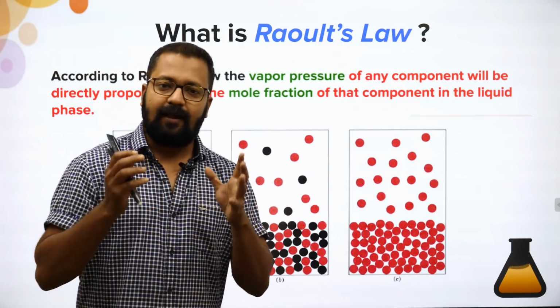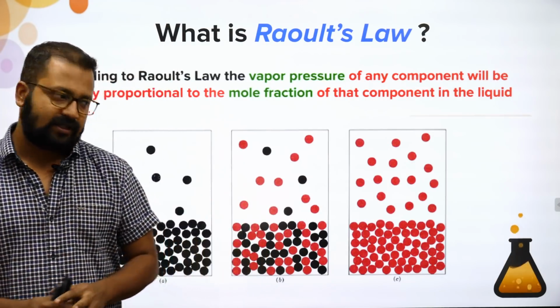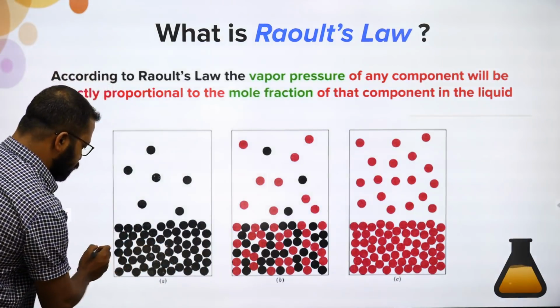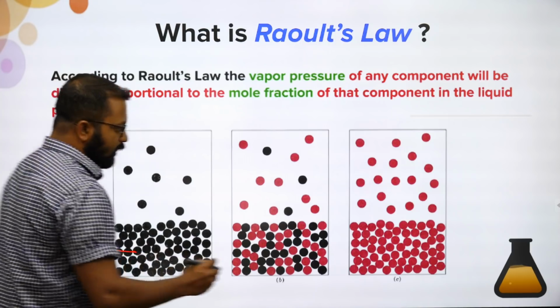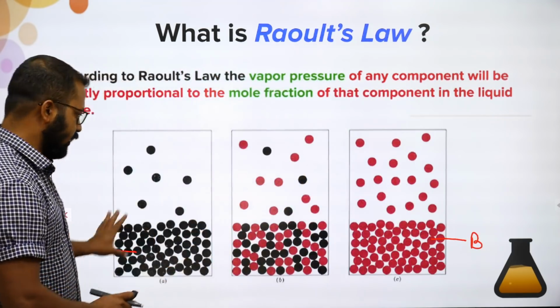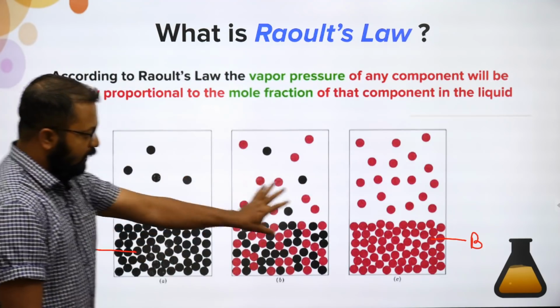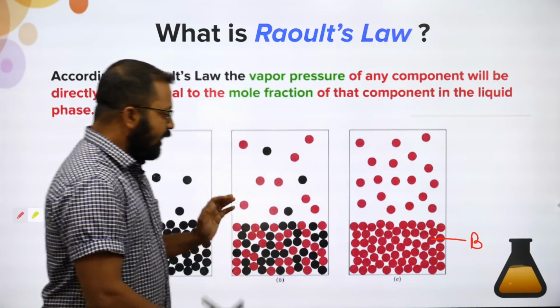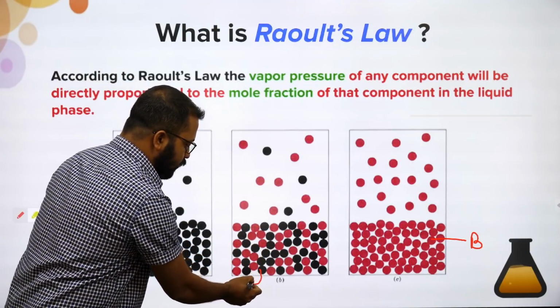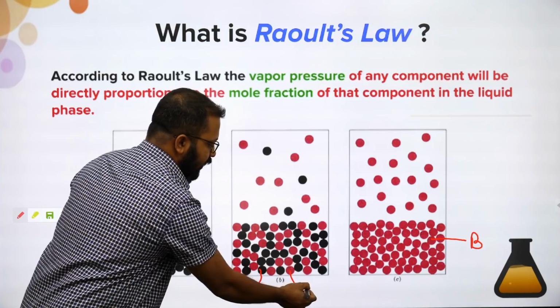Let's say we prepare a solution of two liquids A and B. So what are we doing? We are preparing a solution of two liquids, liquid A and liquid B. You can see they are represented by different colors. So liquid A is black, liquid B is red, and when we mix together we have some molecules of liquid A, we have some molecules of liquid B.